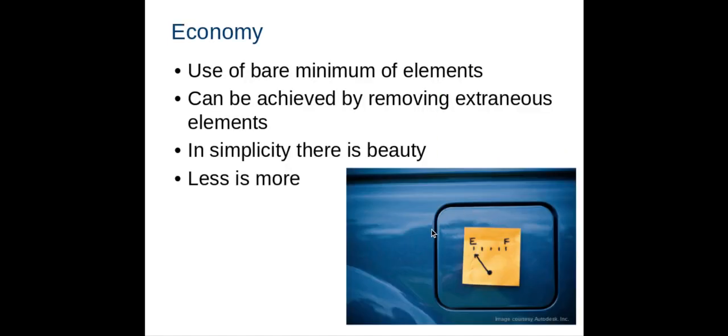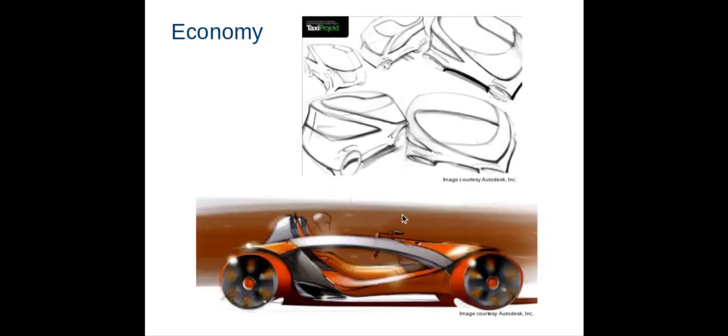Economy is the use of the bare minimum of elements. You can see here in this vehicle what looks like the gas tank cover has a little E and F, which implies obviously that there's not a whole lot of gas there. In simplicity, there's beauty. Economy is the idea that less is more.